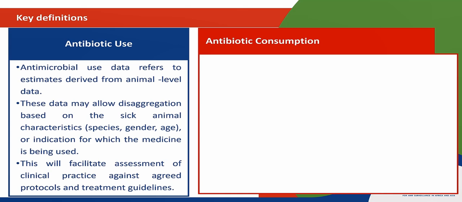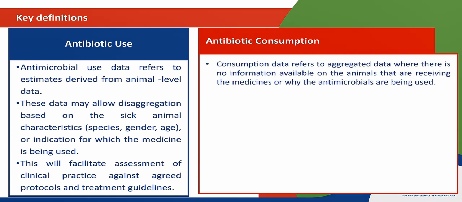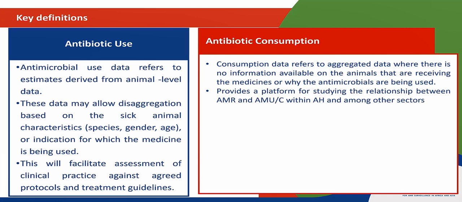Antibiotic consumption. Consumption data refers to aggregated data where there is no information available on the animals that are receiving the medicines or why the antimicrobials are being used. Provides a platform for studying the relationship between AMR and AMU-C within animal health and among other sectors.